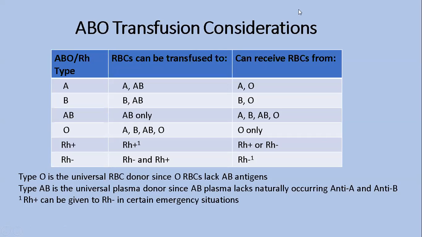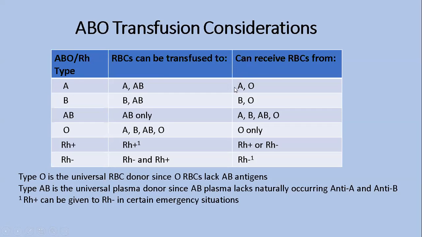When we have someone who's a type A individual, they have A antigen, and their A red blood cells can be transfused to a recipient who is also type A. Just remember, you can always get red cells of the same type, and you're going to see that throughout. However, we could also give type A red cells to a person who's type AB. It's not going to cause them harm because this individual has the A antigen as well. Now, what red blood cell types can a person who is type A receive from?